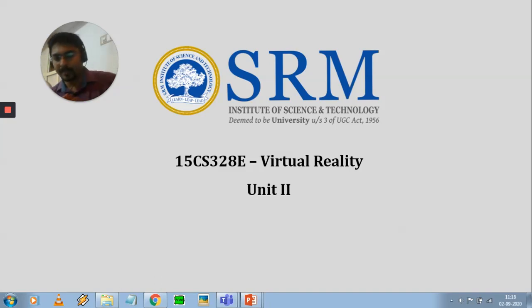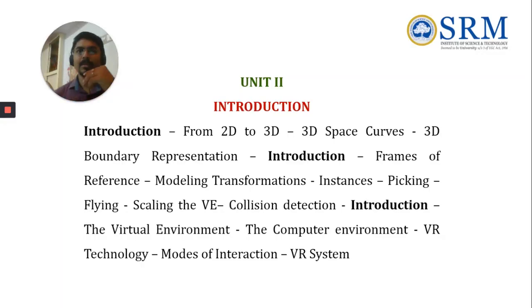So the content of the second unit is: from 2D to 3D, 3D space curves, 3D boundary representation, frames of reference, modeling transformation, instances, picking, flying, scaling of the virtual environment, collision detection, interactions, the virtual environment and computer environment via technology, and modes of interaction via systems. Compared to the first unit, this is not a big unit, but it has a lot of mathematical things.